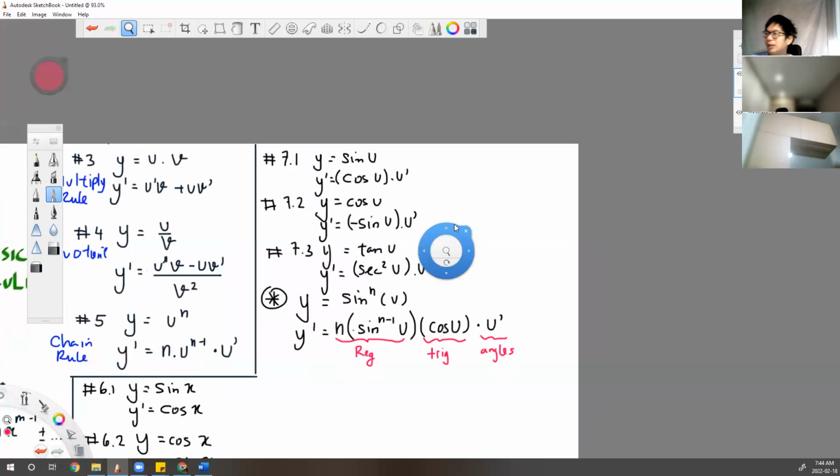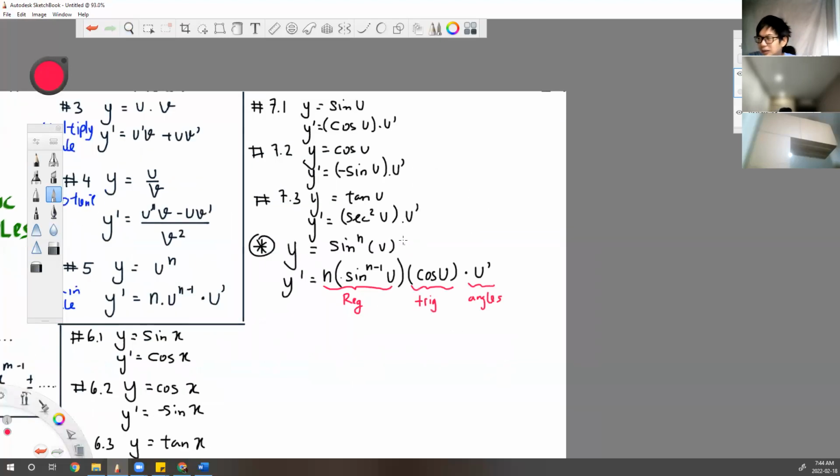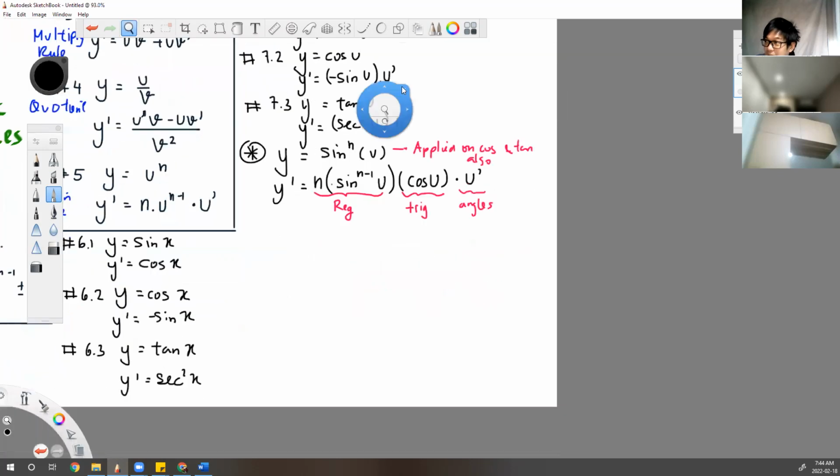And it has to be applied also on cos and tan. Okay, that's the workings, or this is the extra. And now we're going to do the next, the logarithmic function and also the exponential function.